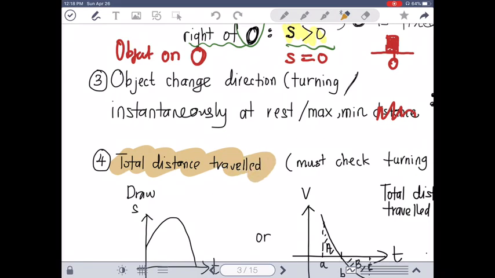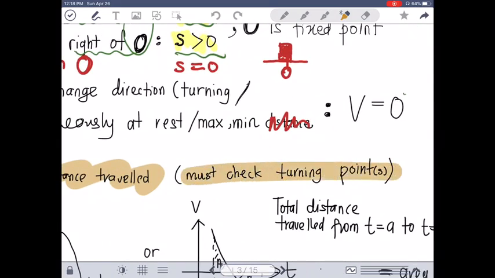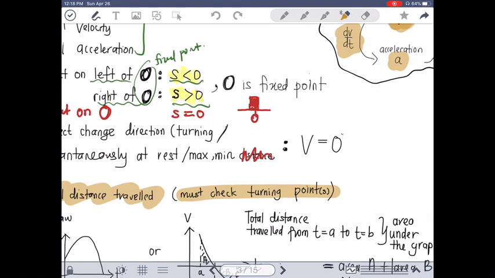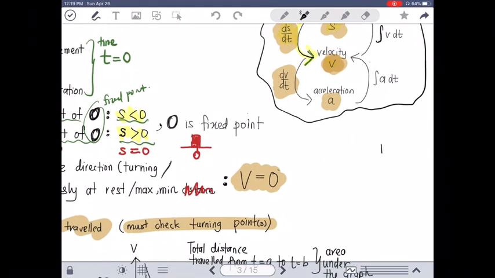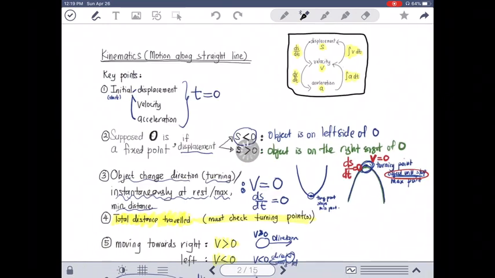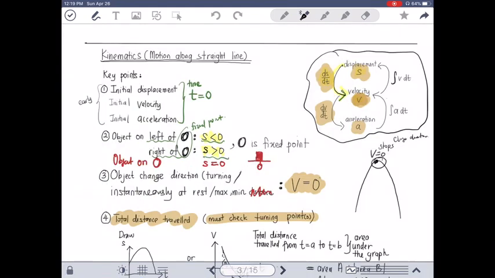always check whether there are any turning points. How to check if there's any turning point? By letting v equal 0. Why? Because let's say you throw an object upwards. It stops first. v has to be equal to 0. So it stops, and only then does it turn around and fall down. So it stops when we want to change direction. So again, for total distance traveled, always check for turning points. That is when v is equal to 0.